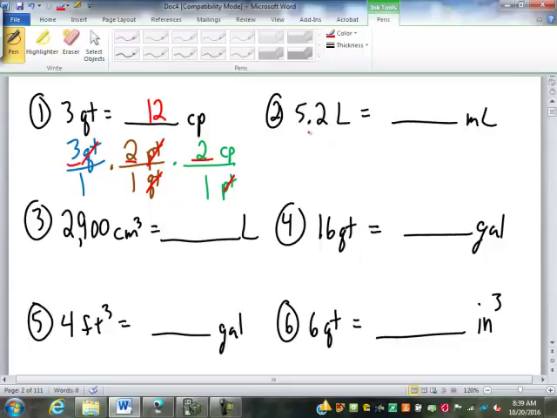5.2 liters going into milliliters. 3 spots to the right. So that's 5,200 milliliters. By the way, get used to seeing 5,200 like that written just like this with no comma. They just put an extra half space in there.